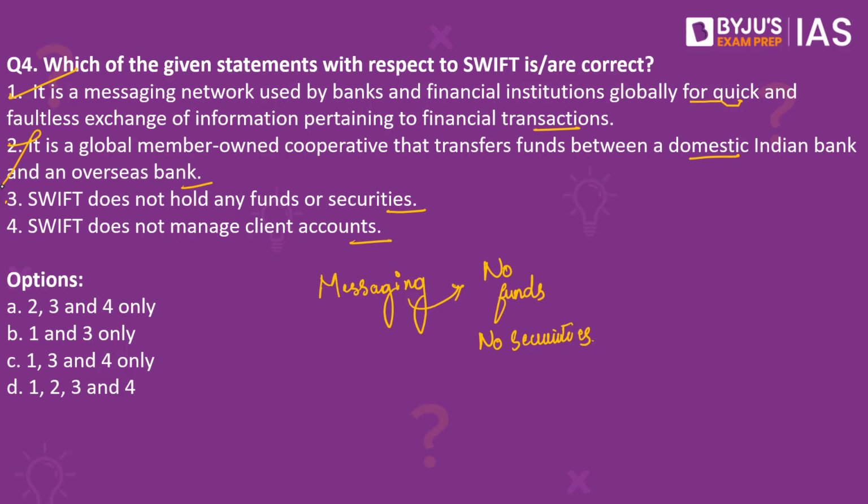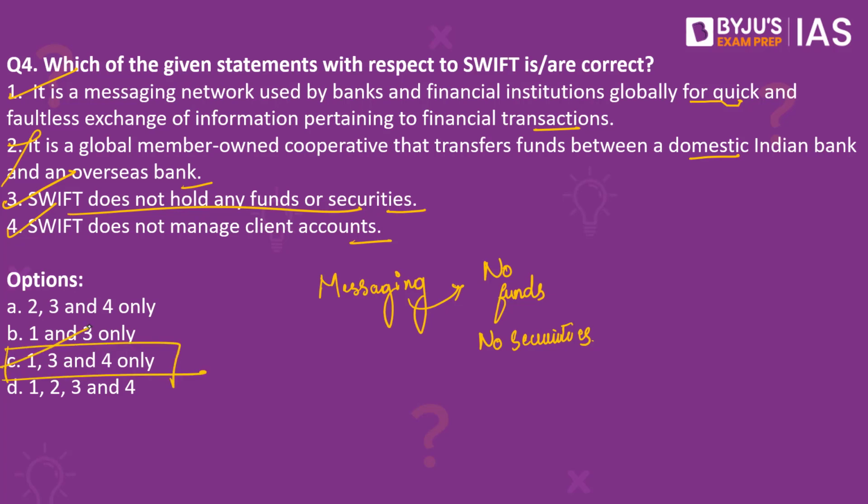As we just discussed, SWIFT does not hold any funds or securities. So, statement number 3 is correct. Coming to the last statement. Yes, SWIFT does not manage accounts on behalf of its customers. Therefore, statement number 4 is correct. Therefore, the right answer to our question would be option C, 1, 3 and 4 only.